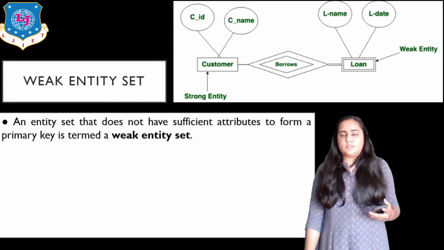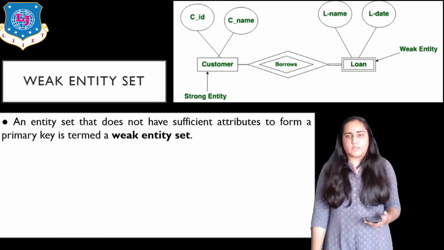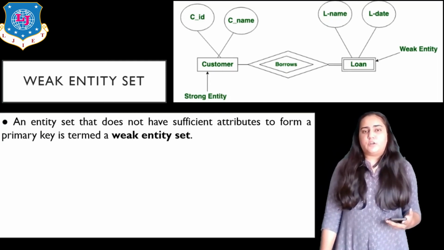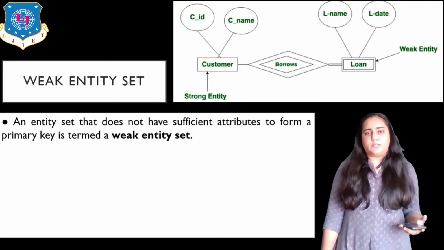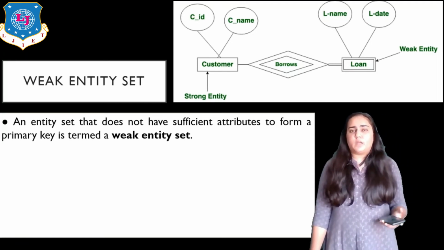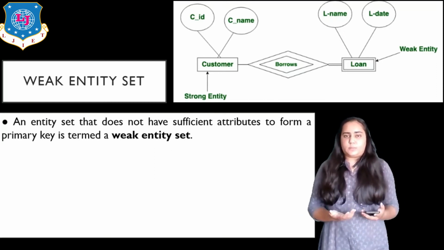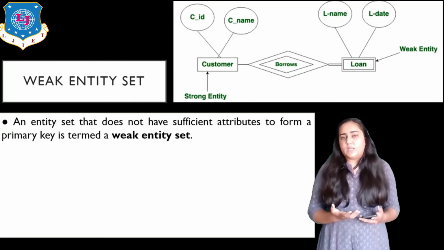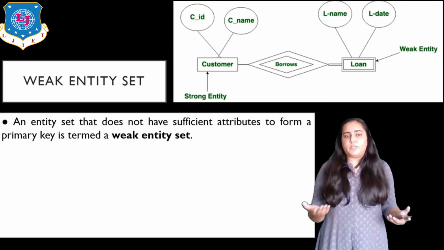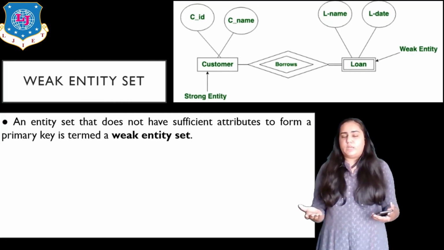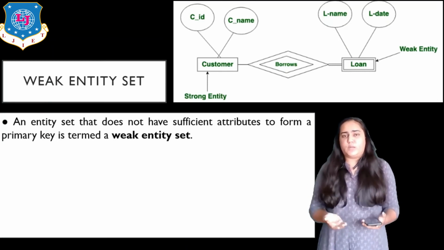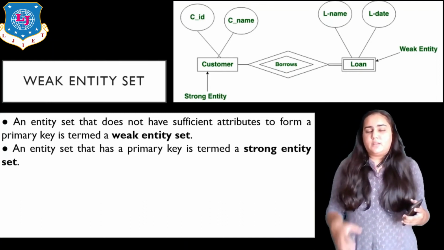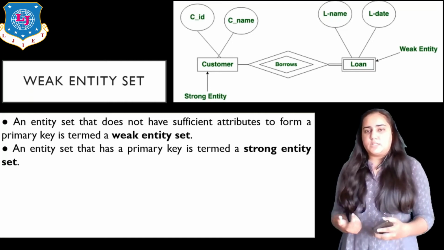Now, let's see some of the features and understand what a weak entity set is. So an entity set that does not have sufficient attributes to form a primary key is termed as a weak entity set. And this could happen. There might be some tables in your database where there's no primary key available, because no matter what combination of columns you take, it does not form a unique combination. So such a table would be a weak entity set when you convert it into an ER diagram.